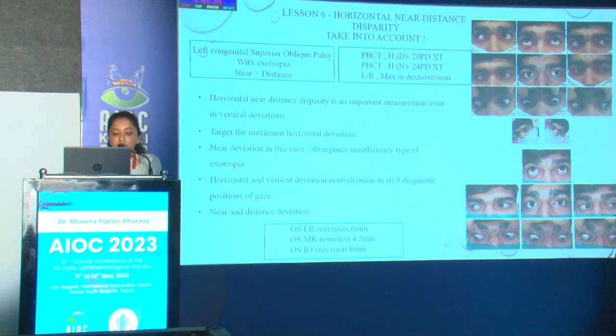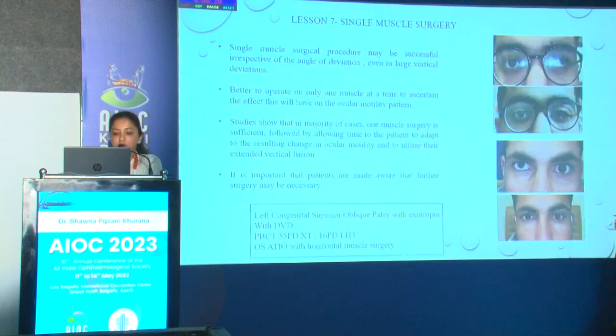So it is important to do the horizontal and vertical deviation neutralization in all 9 diagnostic positions of gaze and for near and for distance. So this particular patient underwent LR recession 6 mm, MR resection 4.5 mm, and IO recession 8 mm. At 2.5 years follow-up, this patient is maintaining ortho.